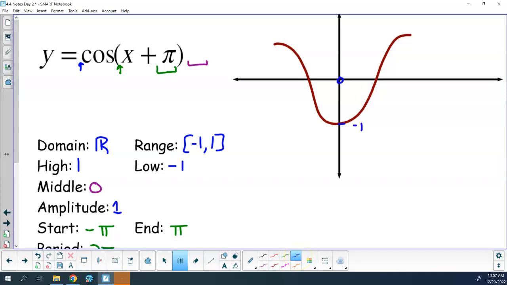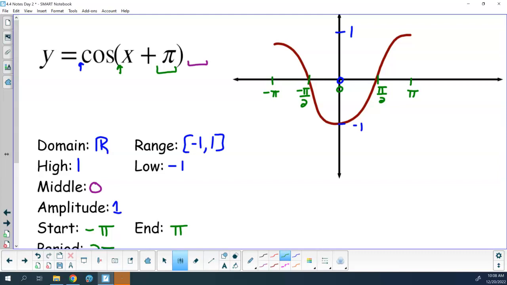1, 0, positive 1. Started way out here at negative pi. Ended over here at pi. Luckily, those are the same. So that means that we go through the middle of 0. So put it there. Half of pi is pi over 2. So this is the positive pi over 2. This one would be negative pi over 2.